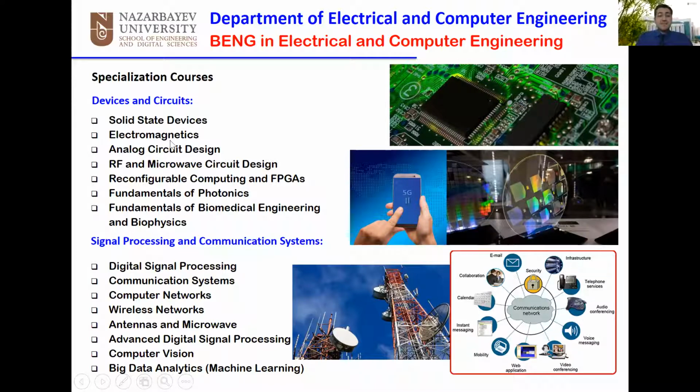So: solid state devices, electromagnetics, analog circuits, RF (radio frequency), reconfigurable computing, fundamentals of photonics, fundamentals of biomedical engineering. These are some of the specialization or elective courses you can take for device and circuit. In the meantime, digital signal processing, communication systems, computer networks, wireless networks, antenna and microwave, advanced digital signal processing, computer vision, and big data analytics and machine learning fall under the electives of signal processing and communication systems.